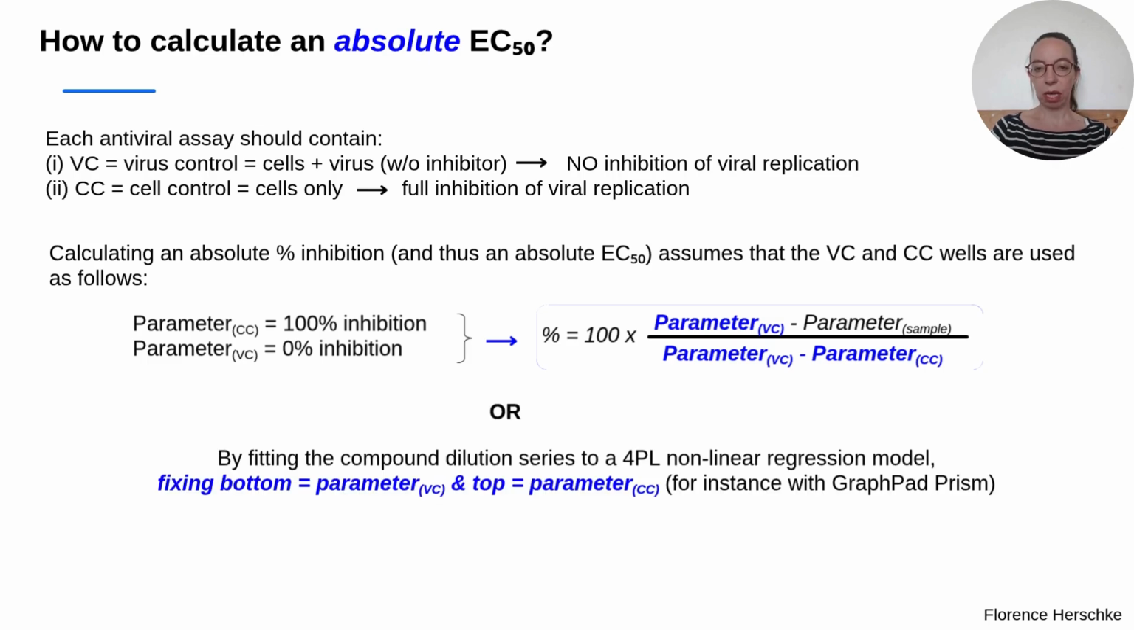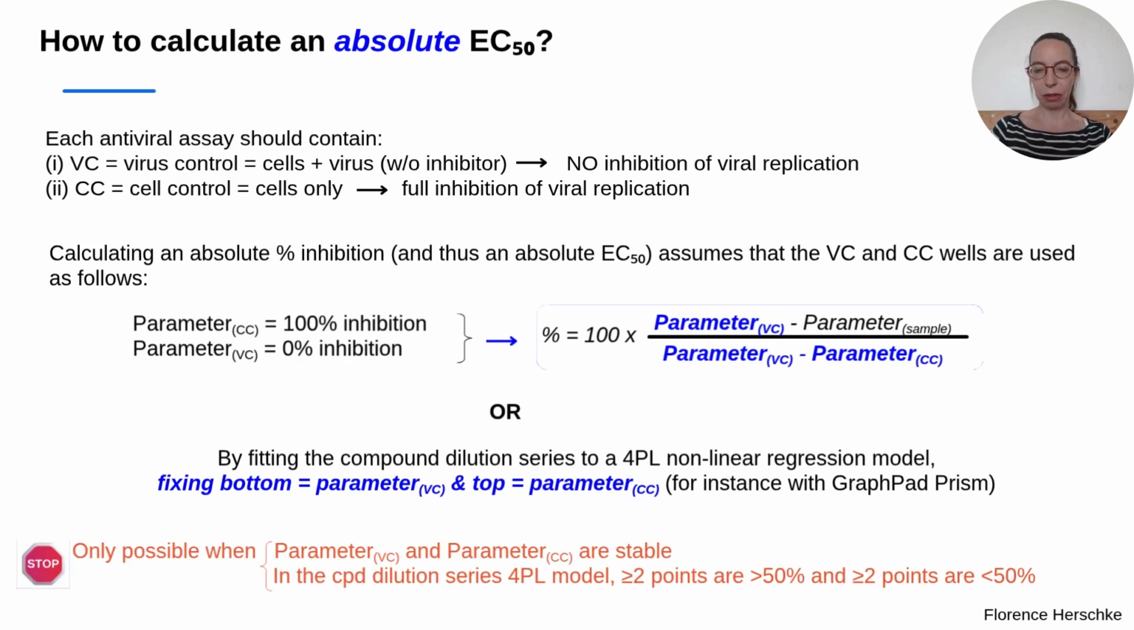You can also calculate, and it is often done like that, using the compound dilution series and a 4PL nonlinear regression model. You then need to fix the bottom to the parameter VC and the top to the parameter CC. This can be done easily in GraphPad Prism.